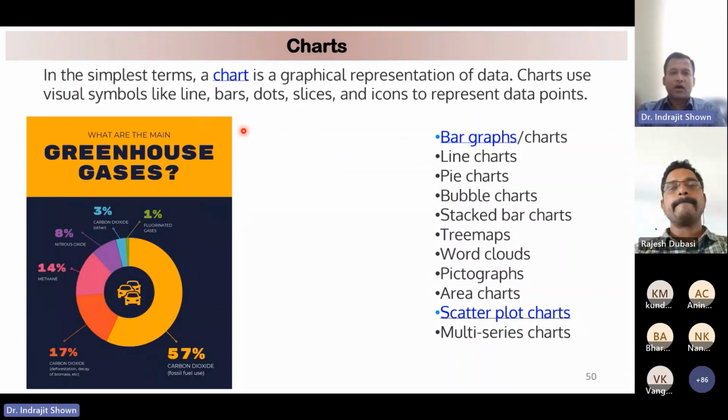Then chart: how do you represent your chart? Basically, in the simplest terms, a chart is a graphical representation of data. A chart uses visual symbols like lines, bars, dots, slices, and icons. And there are many ways. This is one example. You can easily understand what they want to say with that particular graph.